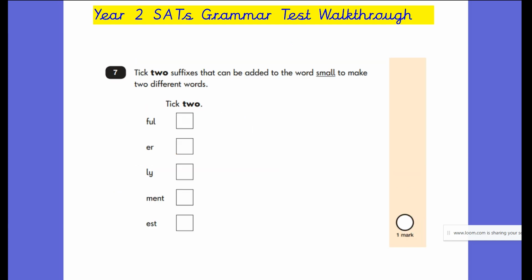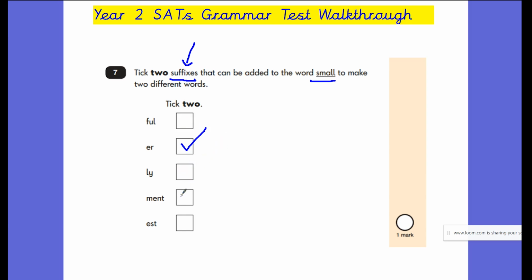Question number 7. So again, this is assessing the children's understanding of suffixes. Suffixes being letters that we add to the end of a word to change a word's meaning. So the 2 suffixes that can be added to the word small to make 2 different words. Tick 2 of them. So tick 2 suffixes that would be added to the word small, and those words would still make sense. Small full. I don't think that one works. Smaller. Yep, I've heard of the word smaller. Okay, that one works. Smally.